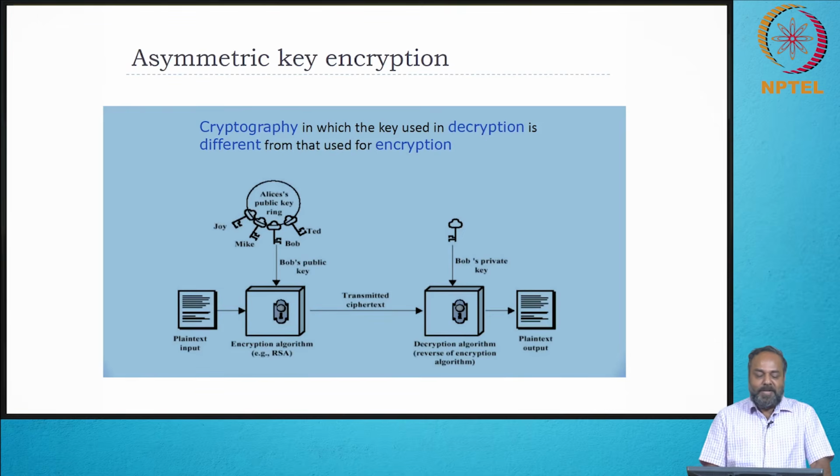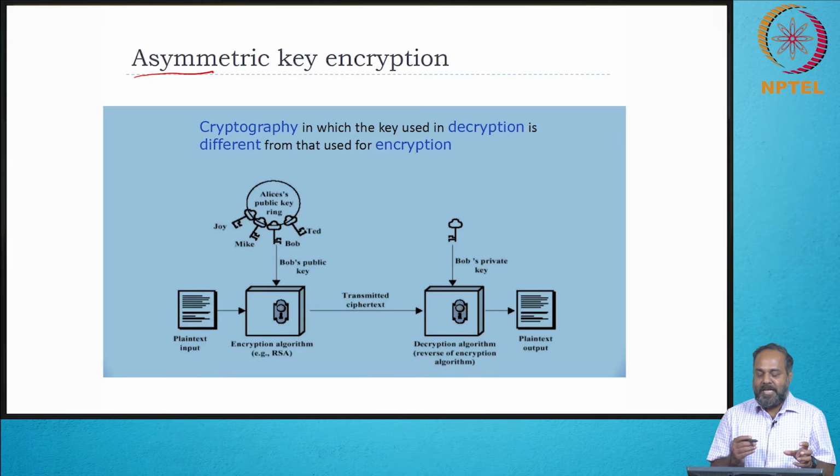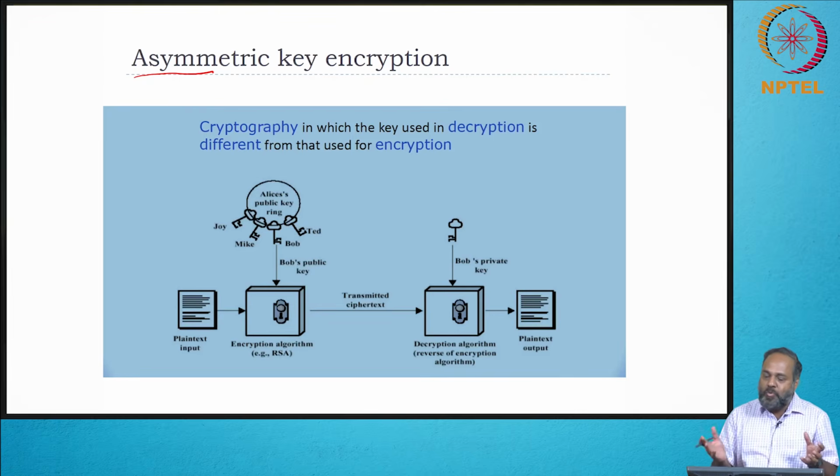In asymmetric key encryption, the asymmetry is in the key. The key that is used for encryption is different from the key that is used for decryption, or for reading. There are two keys here, typically known as public key and private key. There is a private key and a public key. How do I illustrate this?